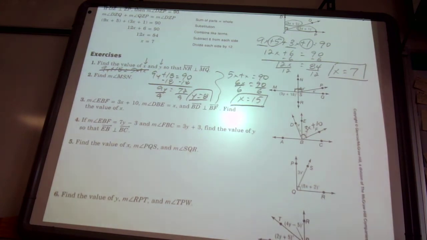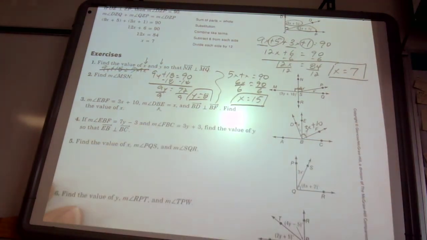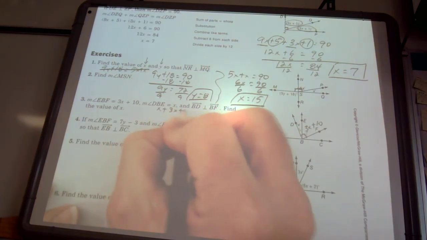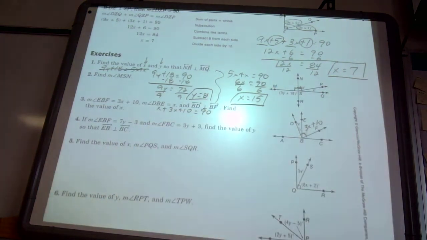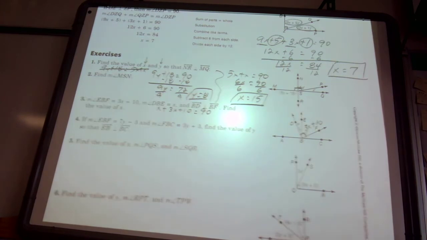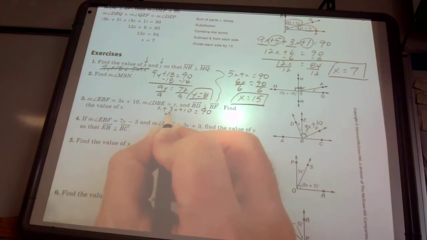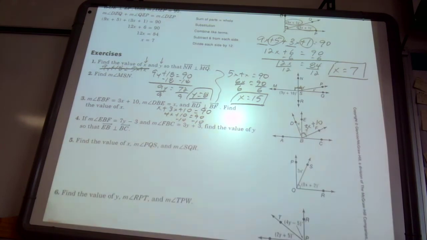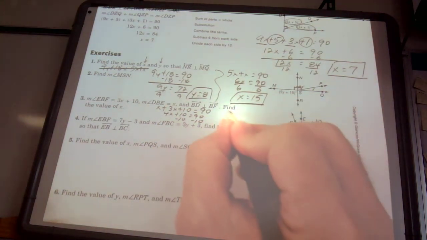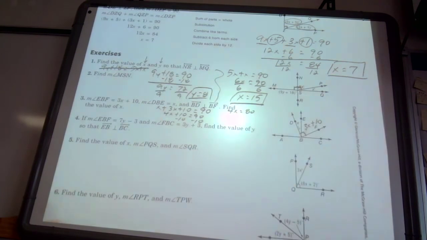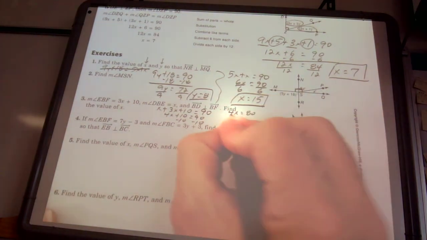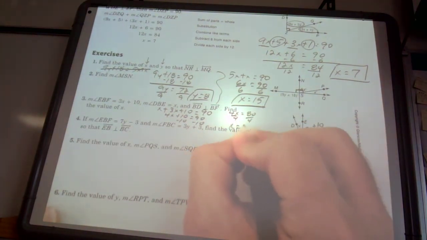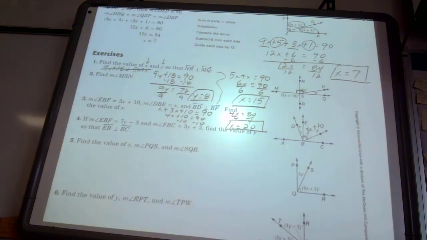Guess what we're going to do? I'm going to come over here, and I'm going to go x plus 3x plus 10 equals 90. It's perpendicular. It makes a right angle. Those are complementary angles. There we go. Combine like terms. 4x plus 10 equals 90. Minus 10, minus 10. I'm going to go over here to the right. 4x equals 80, because 90 minus 10 is 80. Divide by 4. x equals 20. There's the value of x. Pretty simple stuff.